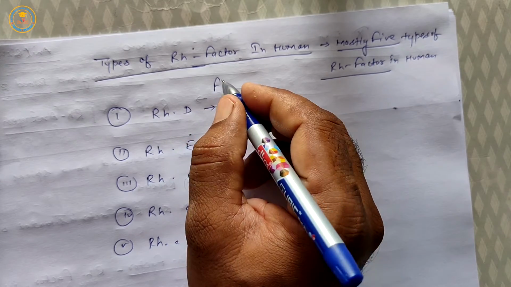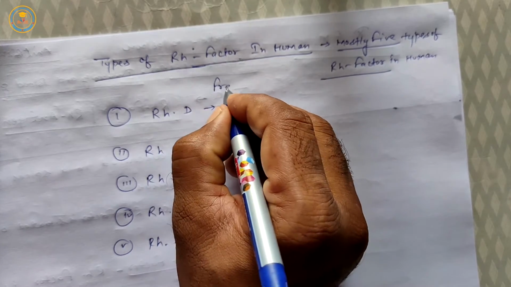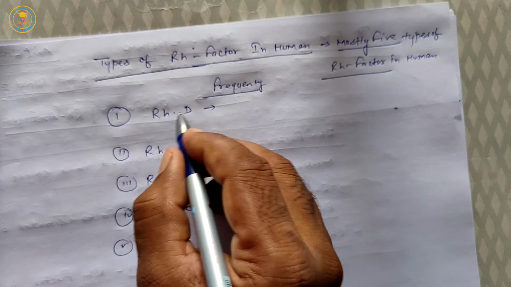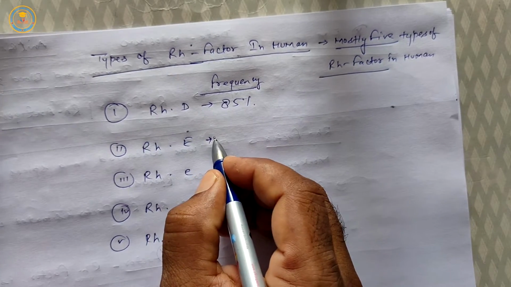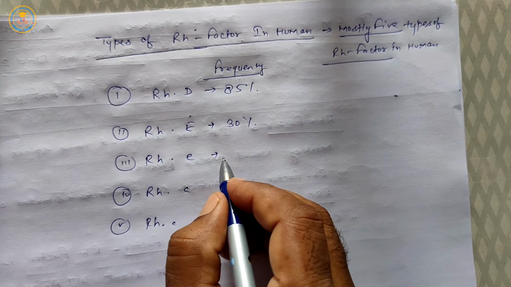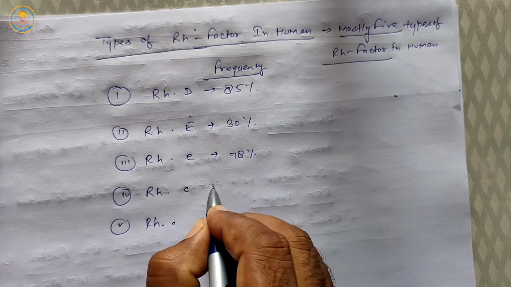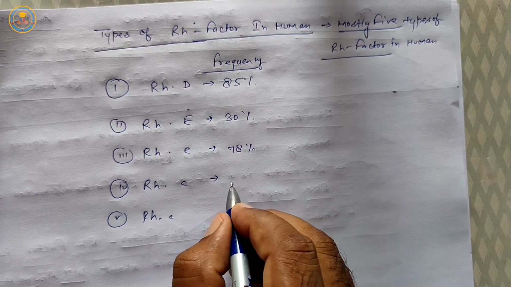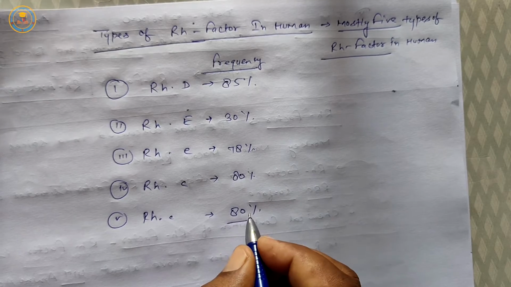Frequency of Rh factors: the frequency of RhD is 85%, frequency of capital E is 30%, frequency of small e is 78%. Next, frequency of capital C is 80% and frequency of small c is 80%.